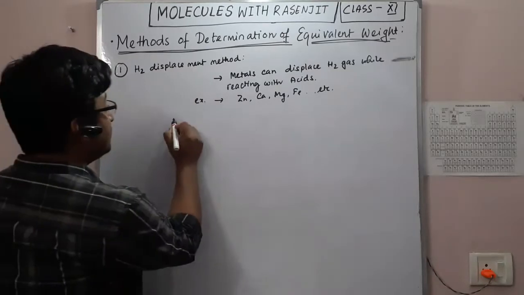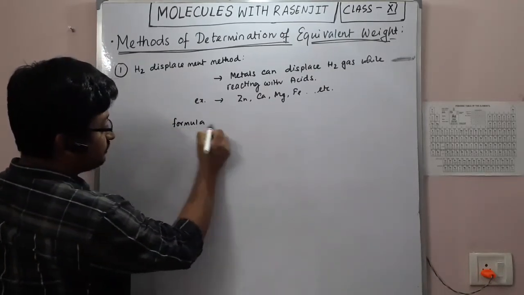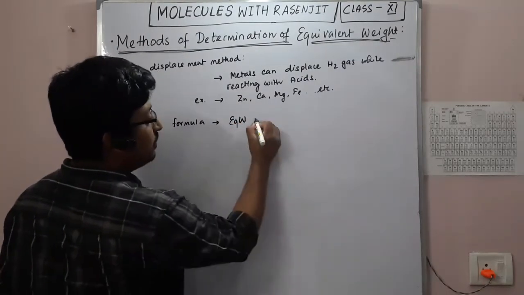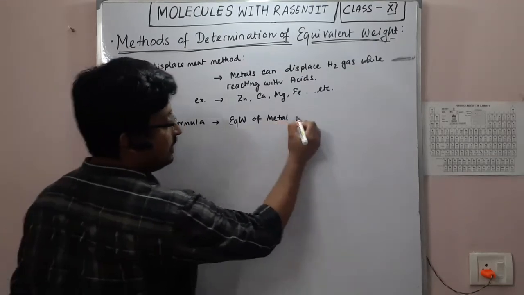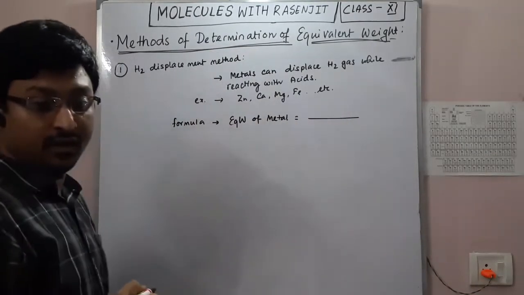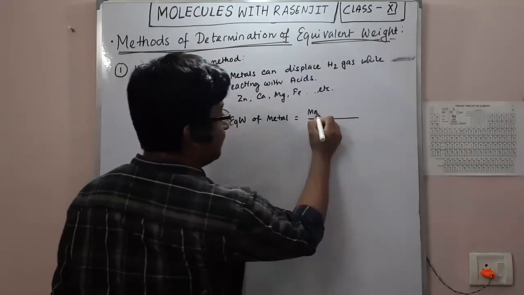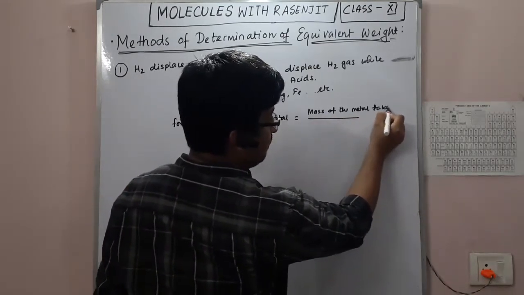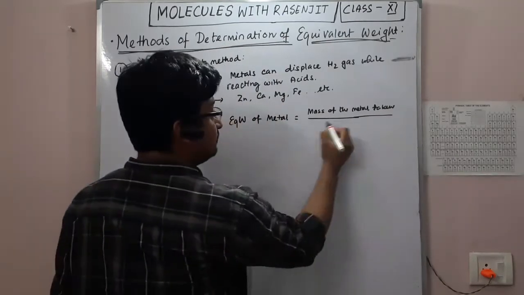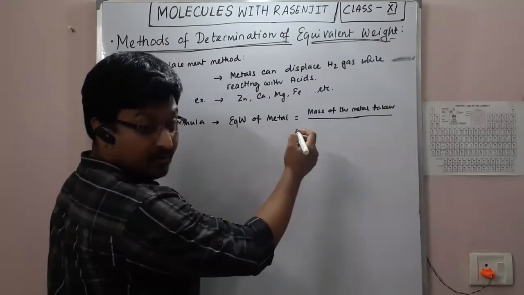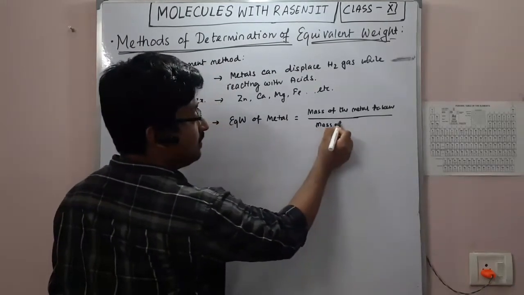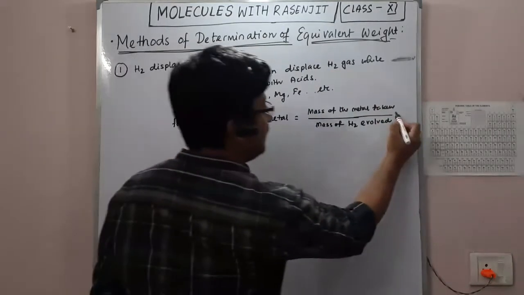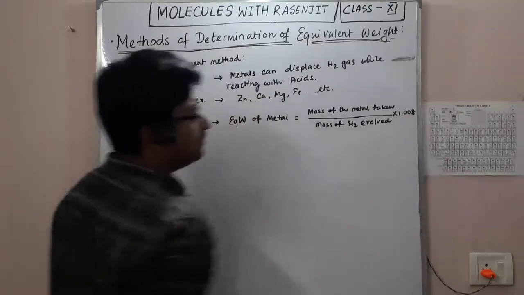So what is the working formula here? The working formula is: the equivalent weight of the metal is the mass of the metal taken, divided by the mass of the hydrogen evolved, multiplied by 1.008 or 1.